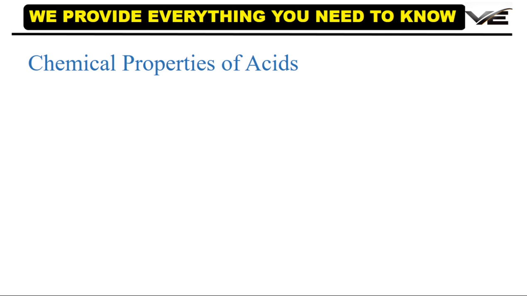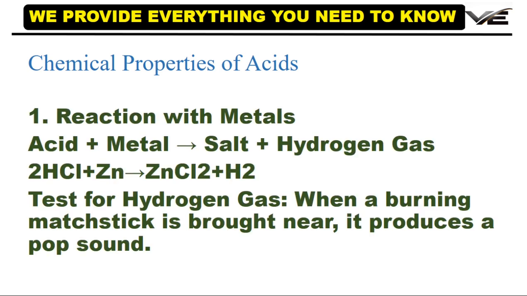Chemical properties of acids. Reaction with metals. Acid plus metal produces salt plus hydrogen gas. 2HCl plus Zn produces ZnCl2 plus H2.